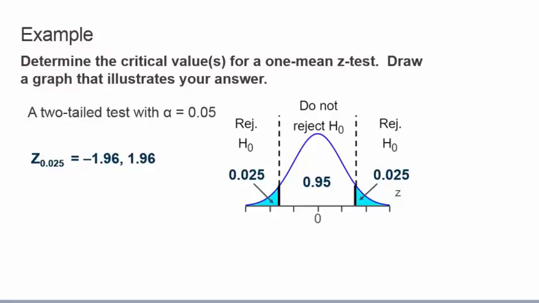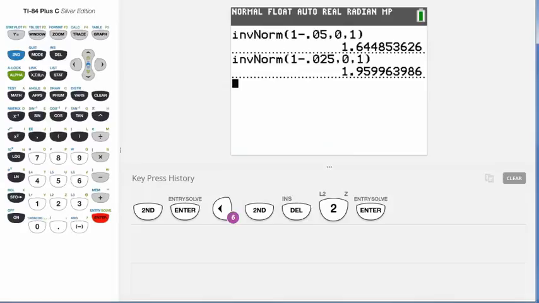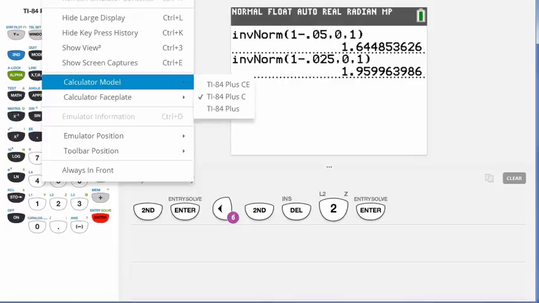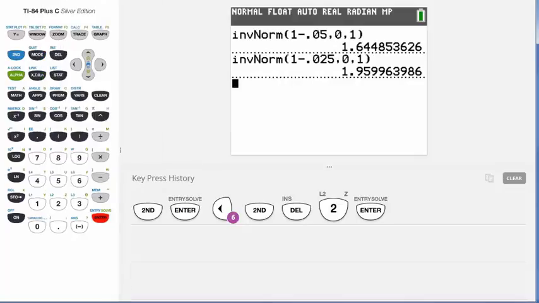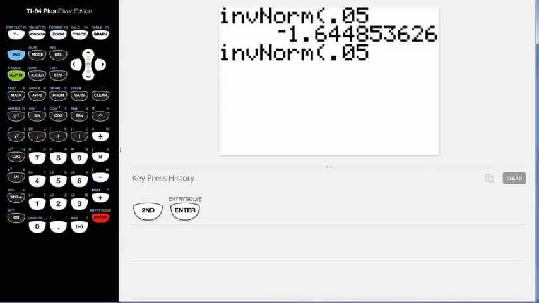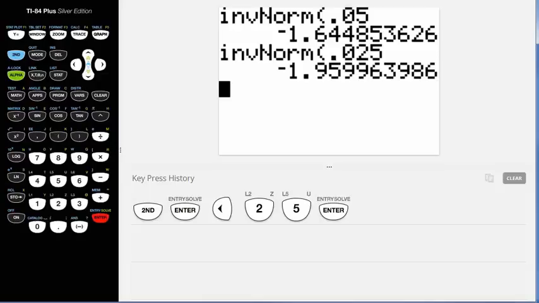Again, going to my calculator, it is symmetric. Second, enter, I can type in 0.025, enter, and I get negative 1.96, which again leads me to my answer of a negative 1.96 and a positive 1.96.